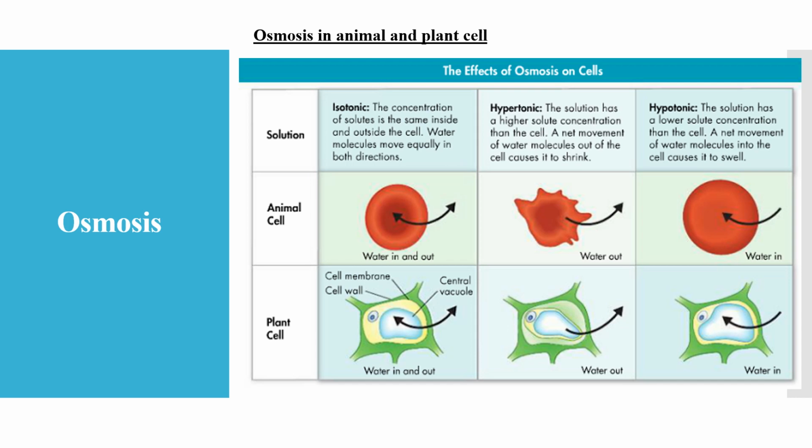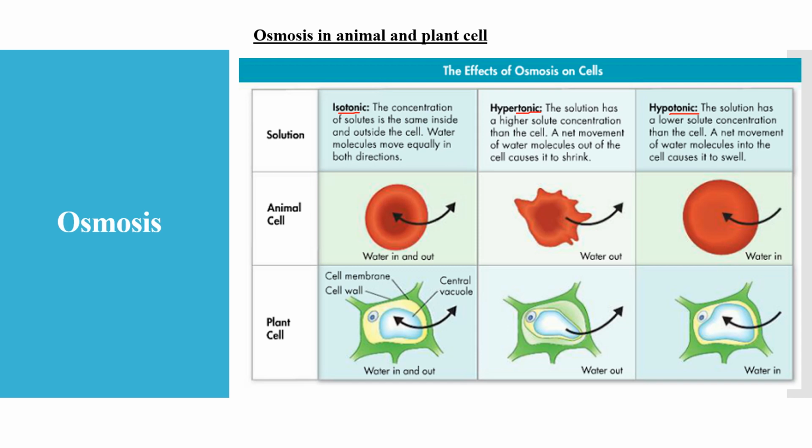Now we will discuss osmosis in animal and plant cells. Before going to discuss osmosis in plant and animal cells, we must know about three different terminologies: isotonic solution, hypertonic solution, and hypotonic solution. Means what is meant by these terminologies.